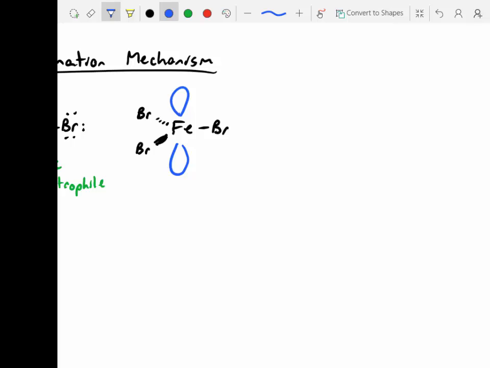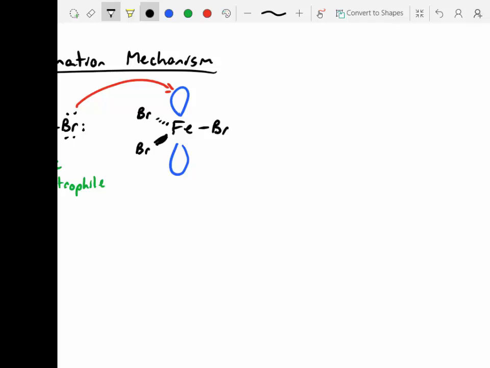This is Lewis acid-base chemistry, right? So you remember in Lewis acid-base chemistry, we said that a lone pair can be donated into an empty p orbital and you form a Lewis acid-base adduct. This is exactly what's occurring here. Which one's going to be our acid? The iron complex or the bromine? The iron complex. The thing accepting electrons will always be your Lewis acid.